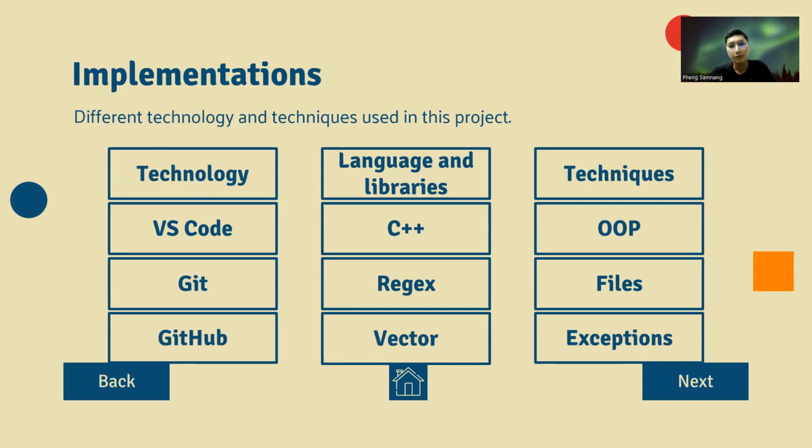And for language and library, of course, we use C++. We use regular expression to validate user input. We use vector to store our user data into an array. And for technique, we use object-oriented programming. We use file to store user data, but unfortunately, this library has some problem with Windows, so we cannot test it out very well. And then we also use exception handling, as I mentioned before, to validate user input.